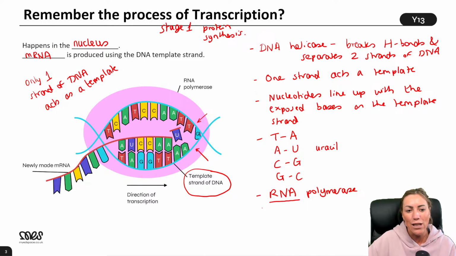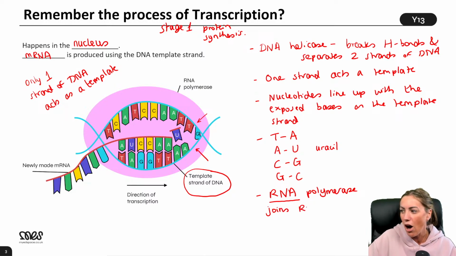Perfect. Right, tell me the job. What is the job of RNA polymerase? It's very similar to the job of DNA polymerase, but obviously this is RNA polymerase. So what is the job? Oh, Sienna, love it. Perfect. You've got like 2 marks there. Well done, Grace.